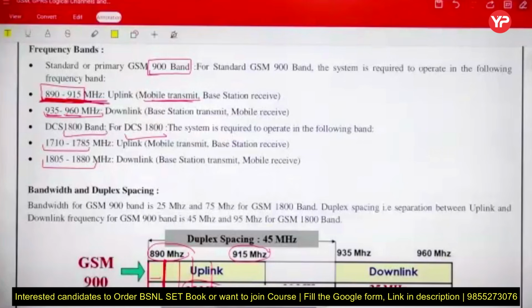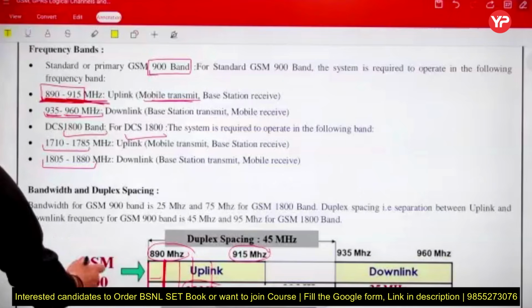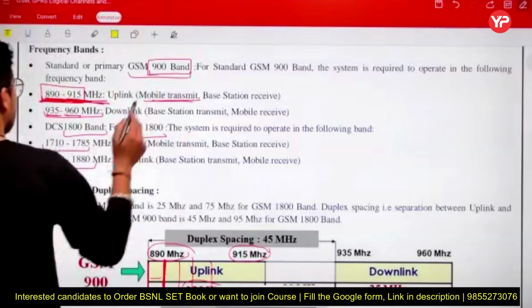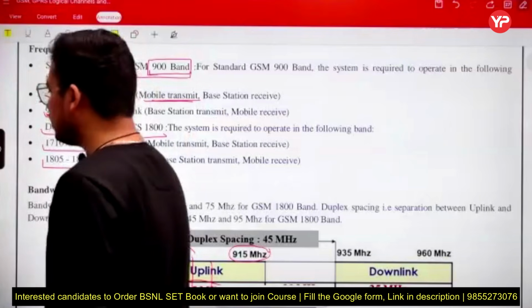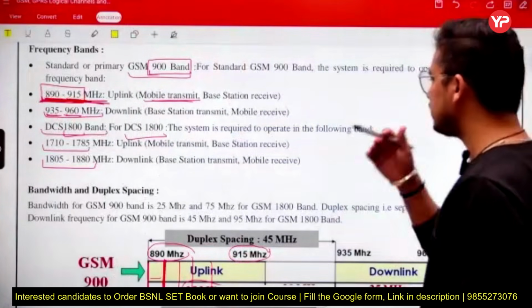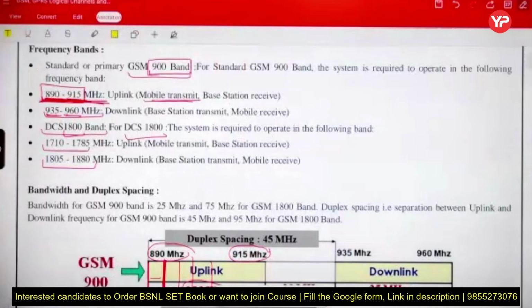Some students are asking about DCS. DCS means digital cellular system. Yes, that is the same thing, only the bands are different. GSM 900 is also part of GSM, and DCS 1800 is also the same as GSM, but just the name is different. Nothing else.